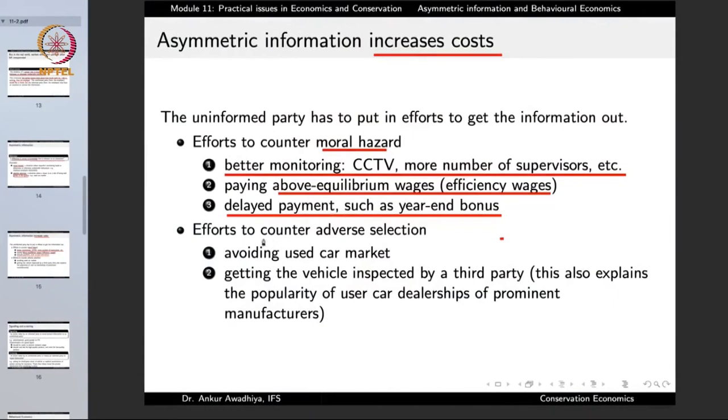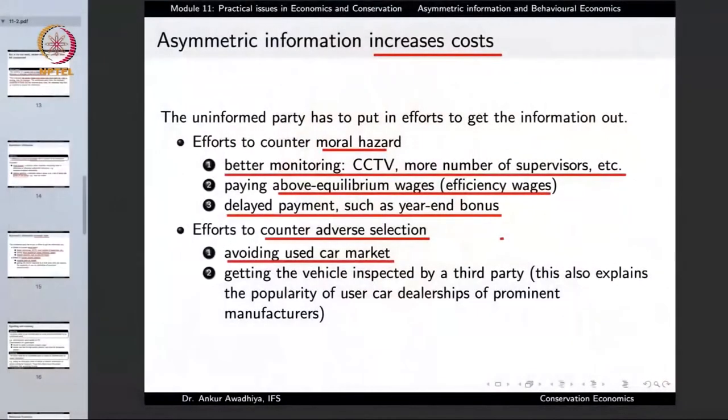Similarly, we have measures to control the adverse selection. Things such as avoiding the used car market. But if the market is avoided, it means that the market is being shunned. The market is not working. And so the surplus that this market could have provided is lost. So that increases a deadweight cost to the society because the market is not working.